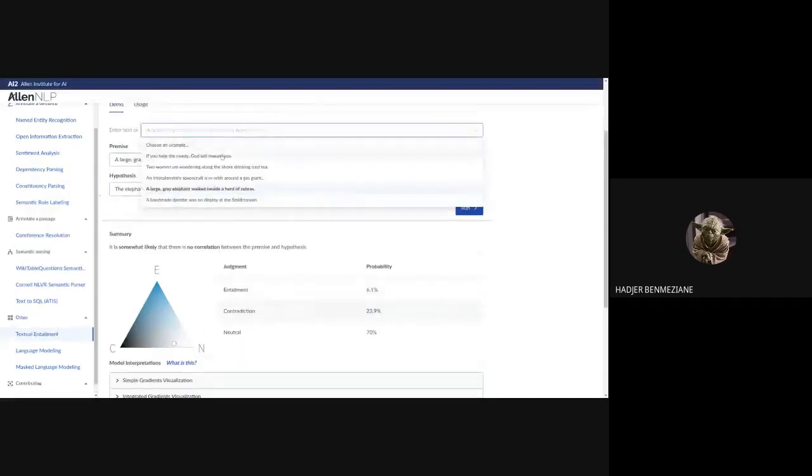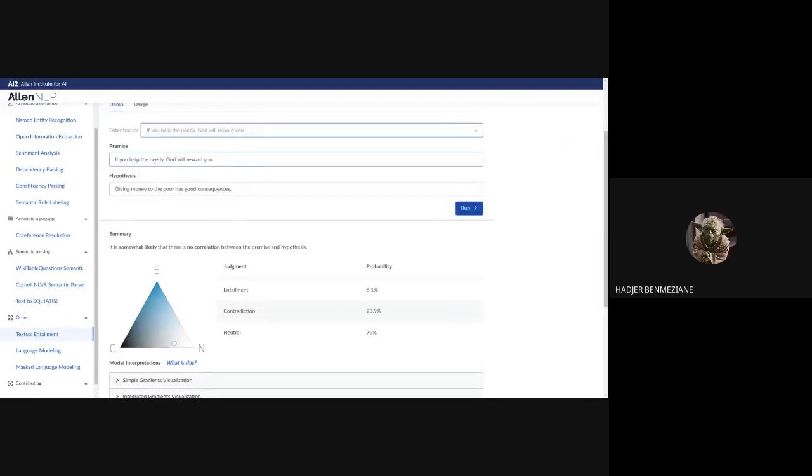Maybe you can try a different example. So: if you help the needy, God will reward you. Giving money to the poor has good consequences. So this is entailment. This is a clear case, very likely that the premise entails the hypothesis. Okay, so these are examples of the tasks that are presented in the paper, and abstractive summarization is the summarization of a text.